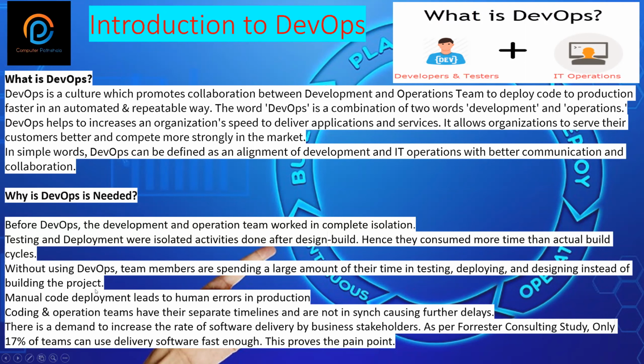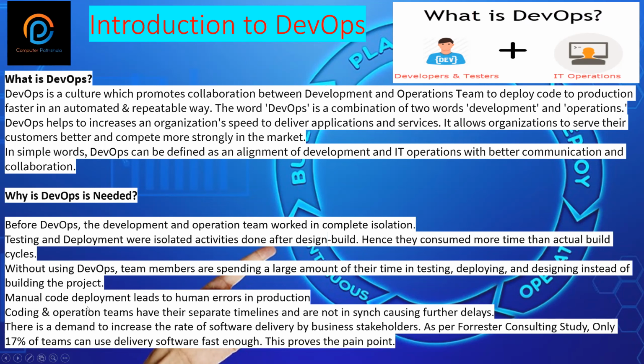Here it mentions that before DevOps, the development and operation teams worked in complete isolation. Testing and deployment were isolated activities done after design and build, so that was taking more time than the actual build cycle. Without DevOps, team members would spend a lot of time on testing and deploying instead of building the project. Clear?